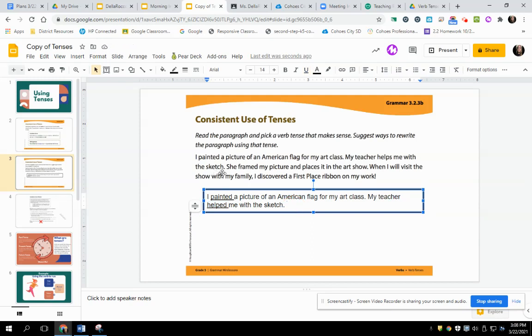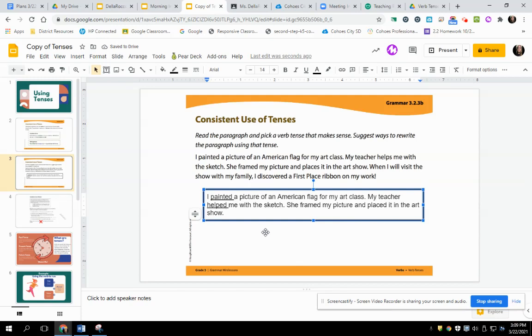Let's take a look at the next one. She framed my picture and places it in the art show. Well, that doesn't make sense. She framed my picture. I think we could keep that because it's already in the past tense. And if this is something that already happened, she doesn't places it. She already placed it. So we need to change places to placed it in the art show.